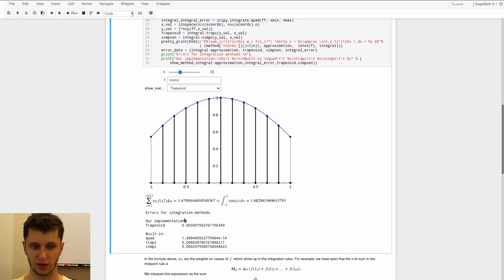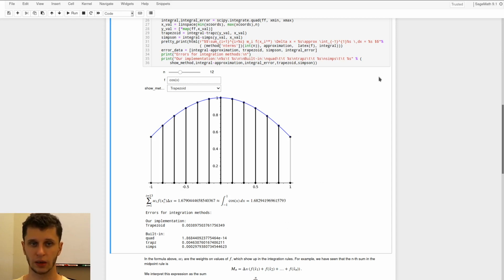What this output tells us is it computes the value of the corresponding rule, say the trapezoidal rule in this case, since we have chosen the trapezoidal rule, for cosine x from -1 to 1. It computes the nth partial sum for the trapezoidal rule. You can see that it contains 13 terms because it's the trapezoidal rule, so you have n plus 1 terms. Here's the value obtained by evaluating the nth trapezoidal sum, and it approximates the precise value of this integral, which is given here.